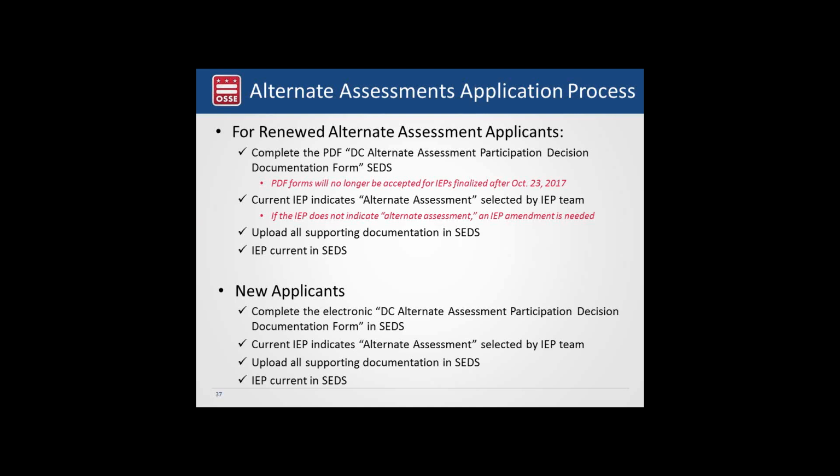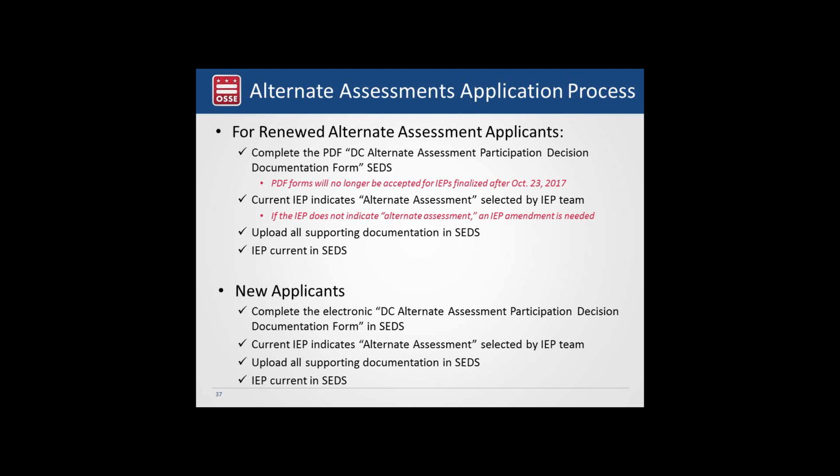as the documentation that OSSE needs to see, or you can wait till October 23rd and answer the questionnaire in the online form within that IEP process. Now, new applicants, it could be third graders. Third graders take the PARCC for the first time. So if a student is in third grade right now, this could be the first time that somebody even had to think about whether or not they qualified for the ALT. So those are considered new applicants.